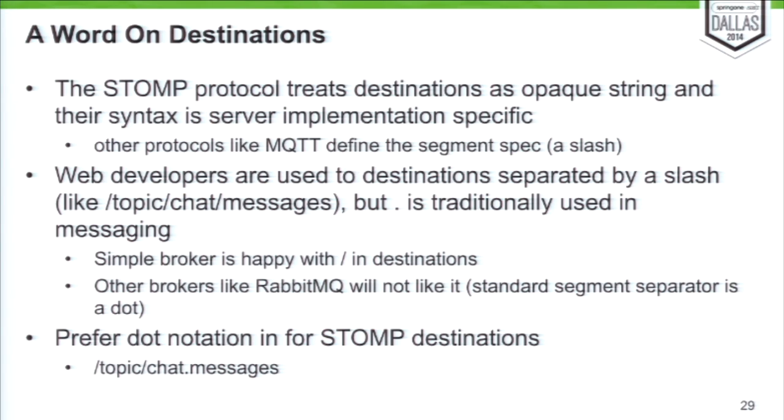But if you delegate to RabbitMQ, for instance, RabbitMQ is using the dot notation, right? Because that's basically what's used in AMQP, so it's reusing the same semantics. So if you go for RabbitMQ, then you'll have to use the dot notation instead of the slash as a separator in your destinations. If you use RabbitMQ, there's not going to be any other way to define these destinations. You have to go for the dot notation.